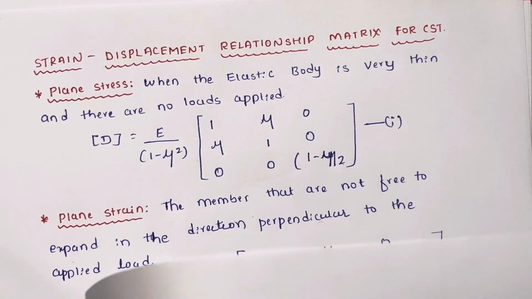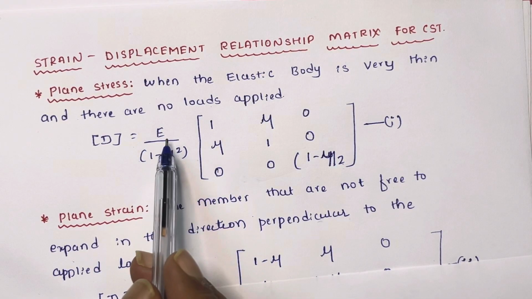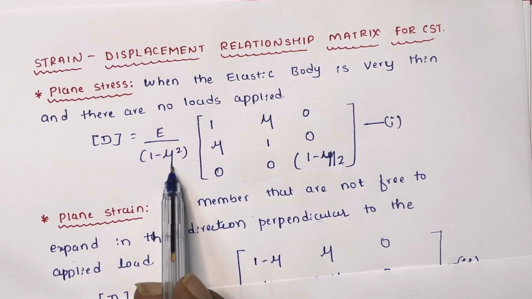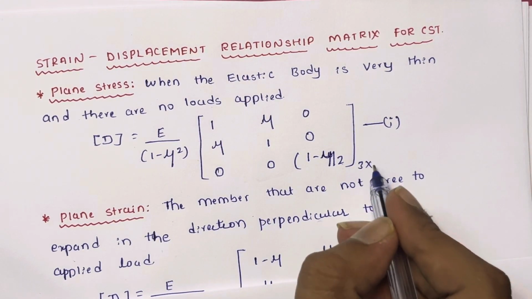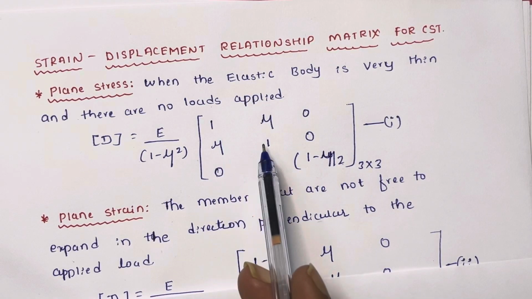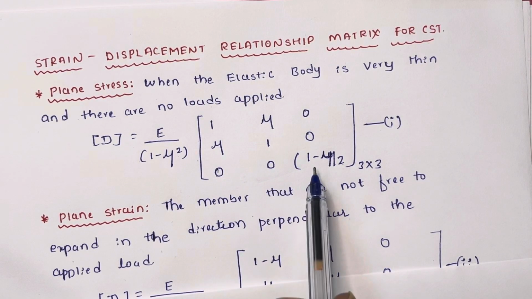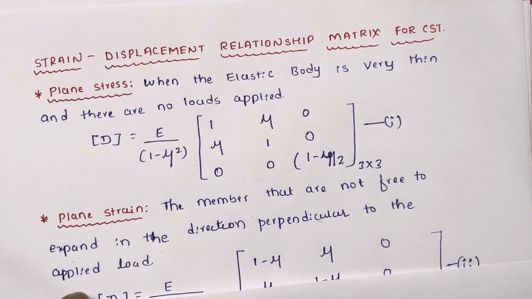That is plane stress, and that can be written in matrix form as E by 1 minus mu square into a 3 by 3 matrix: 1, mu, 0; mu, 1, 0; 0, 0, (1 minus mu) by 2. Here mu is Poisson's ratio.